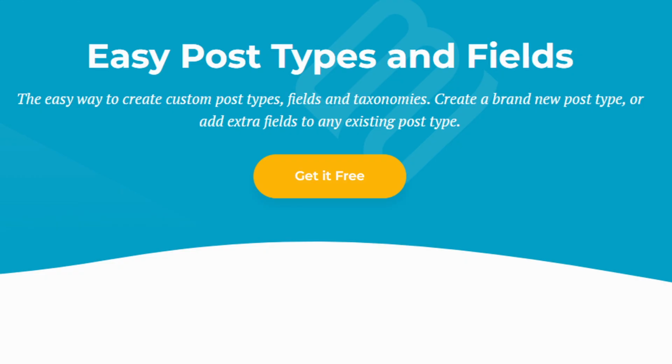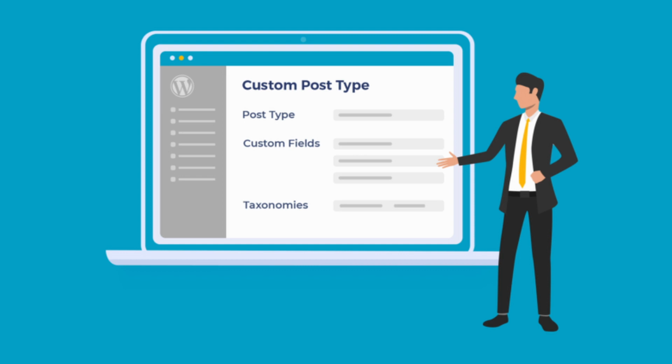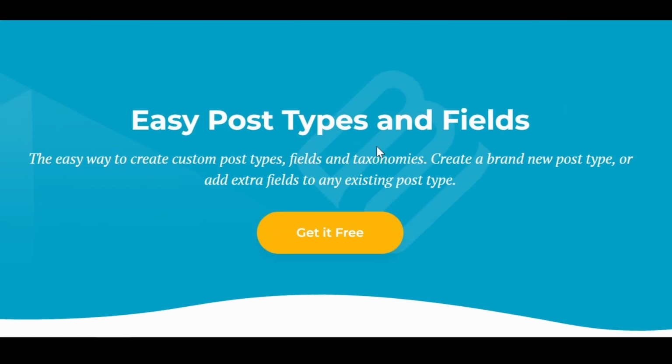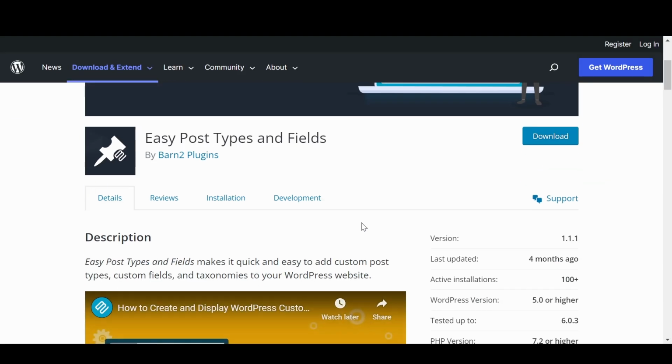First thing we need is the Easy Post Types plugin from Barn2. This is a free plugin and it's going to be useful across your entire WordPress site. So I highly recommend checking it out and downloading it anyways. You can get that from our website and it'll also be linked in the description below, but it's free. So we'll just click, get it free. And we'll be able to download and install that.